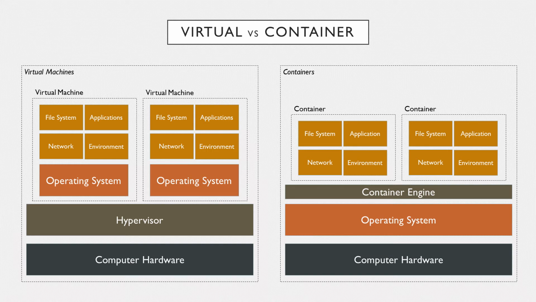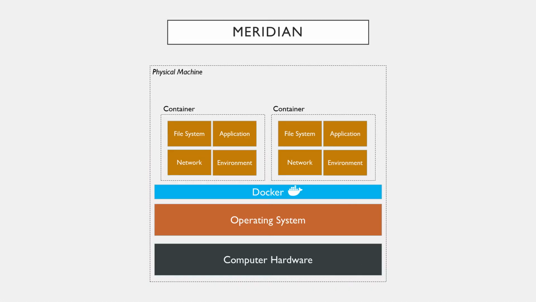They are configured and managed by a system service, or daemon, known as a container engine. The container engine is way less intrusive than a fully blown hypervisor, and altogether the container ecosystem requires significantly less resource overhead. On Meridian, the container engine we use is called Docker.